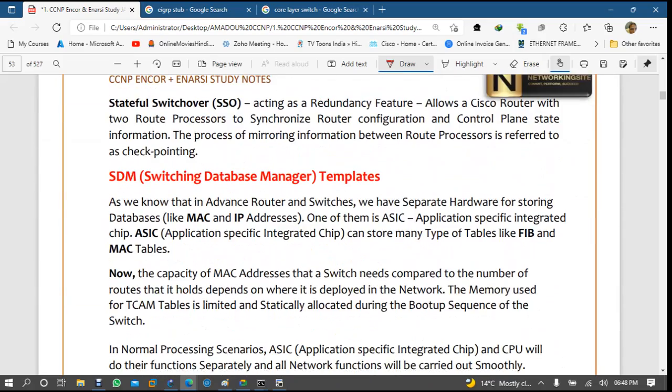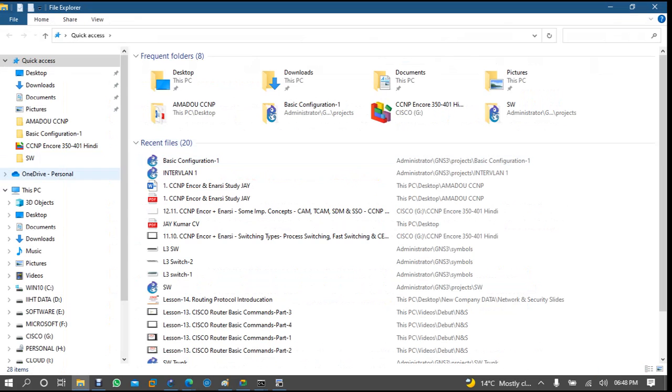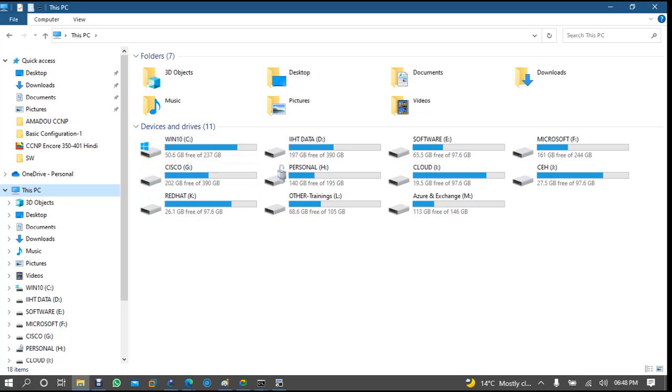You can come here, SDM is also there, the switching database manager. So this is all the database we are talking about. See, your system has a single hard drive, right? But you have divided it: this drive is for this, this is for this, this is for this, you have divided, right?